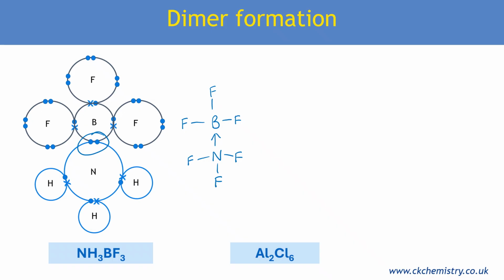Okay, and then another example of a dimer is going to be Al₂Cl₆. So this is with the NH₃BF₃, it was very obvious that you had a BF₃ that had a gap and you had NH₃ that had a lone pair. So this one's slightly different.